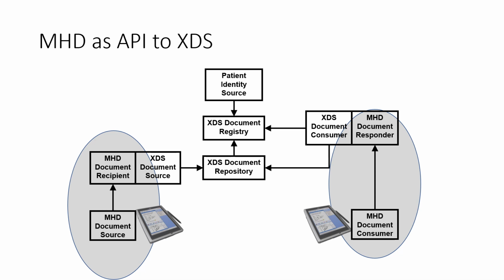On the consuming side, a document consumer can use the MHD queries for document resources, query for document manifests, and retrieval of the documents. Some system has implemented the MHD document responder grouped with an XDS document consumer, and that proxies those queries and retrieves into the XDS environment. So this diagram is just showing how MHD can be an API to XDS. It's not the only use of MHD, but it is showing how if you have an XDS environment, you can add MHD support to that environment and therefore support MHD document sources or MHD document consumers.